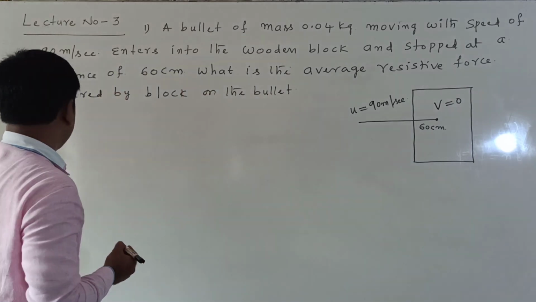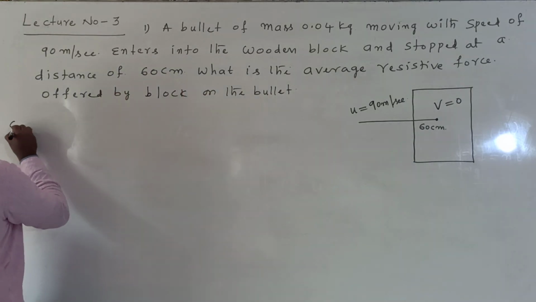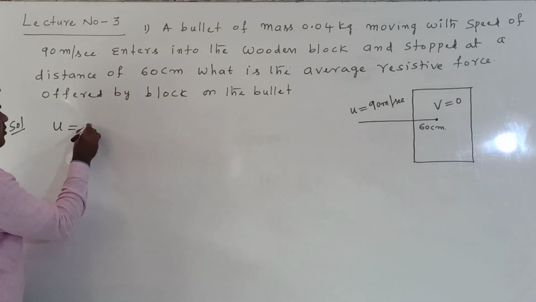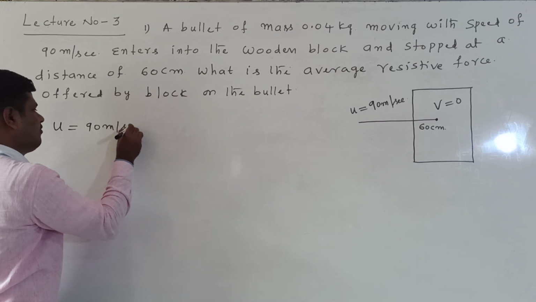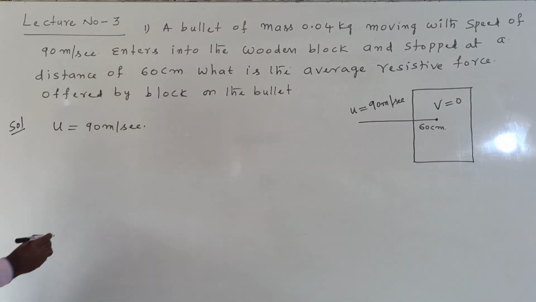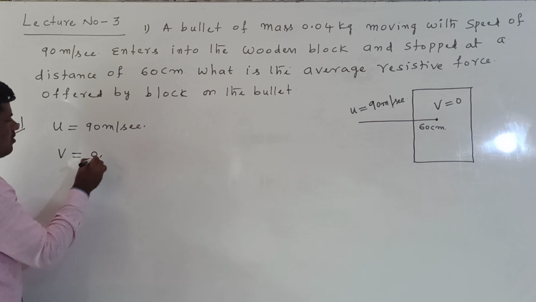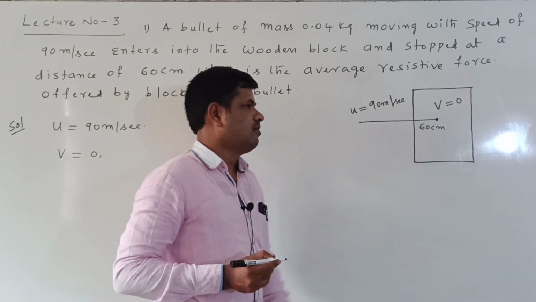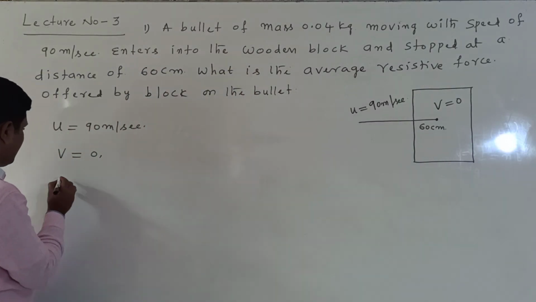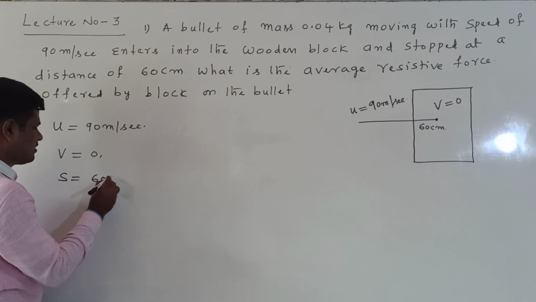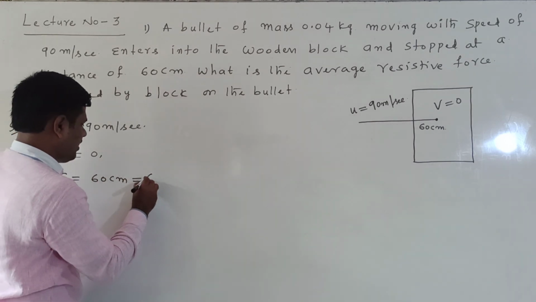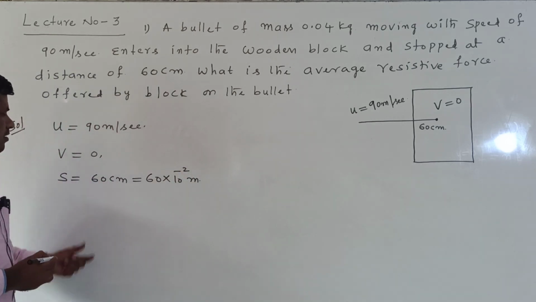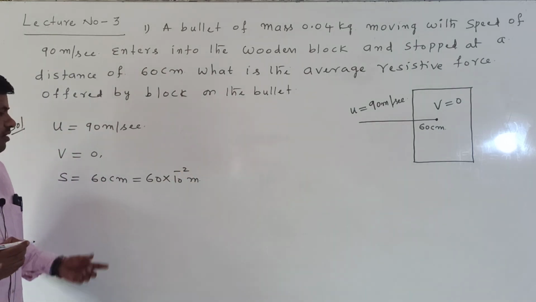Now we have to write the given values. Initial velocity u is equal to 90 meter per second. Final velocity v is equal to 0. It will be stopped at a distance of 60 centimeter, which means the distance covered inside the block is 60 centimeter. So I am writing 60 into 10 power of minus 2 meters. This is the distance covered.